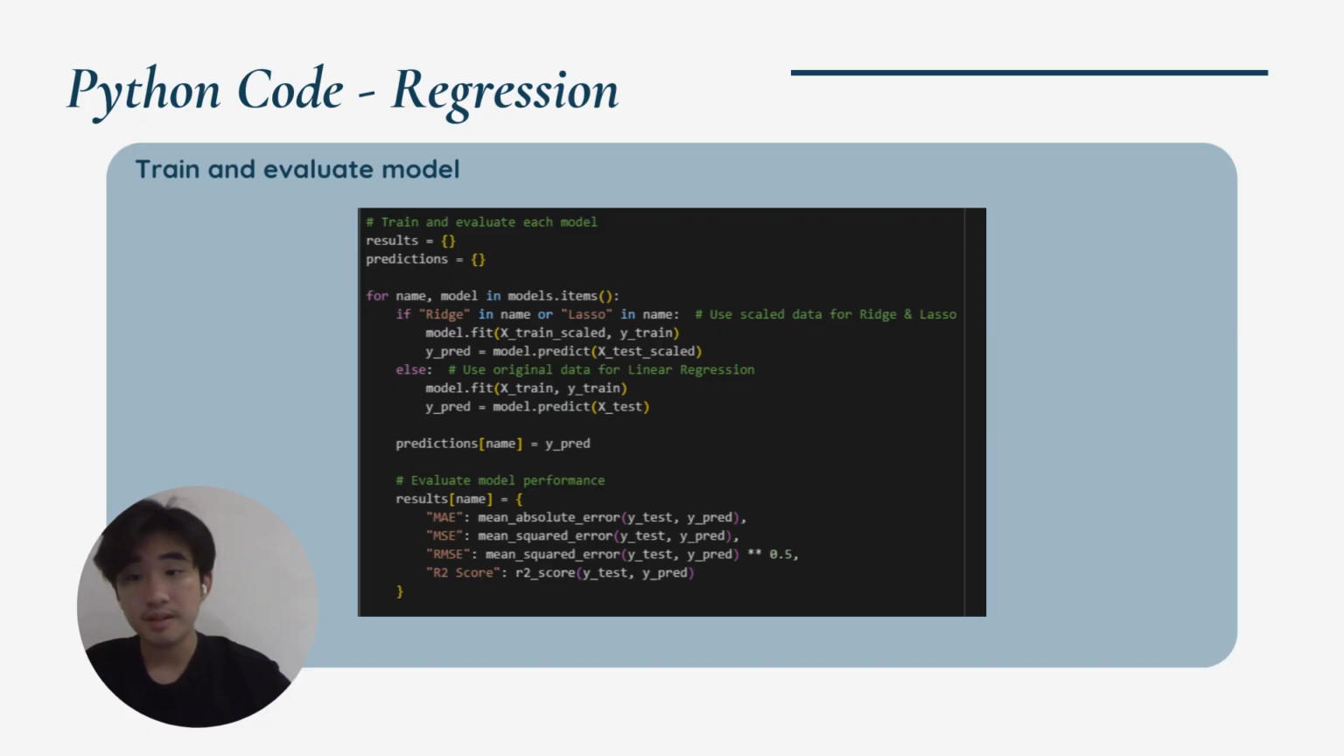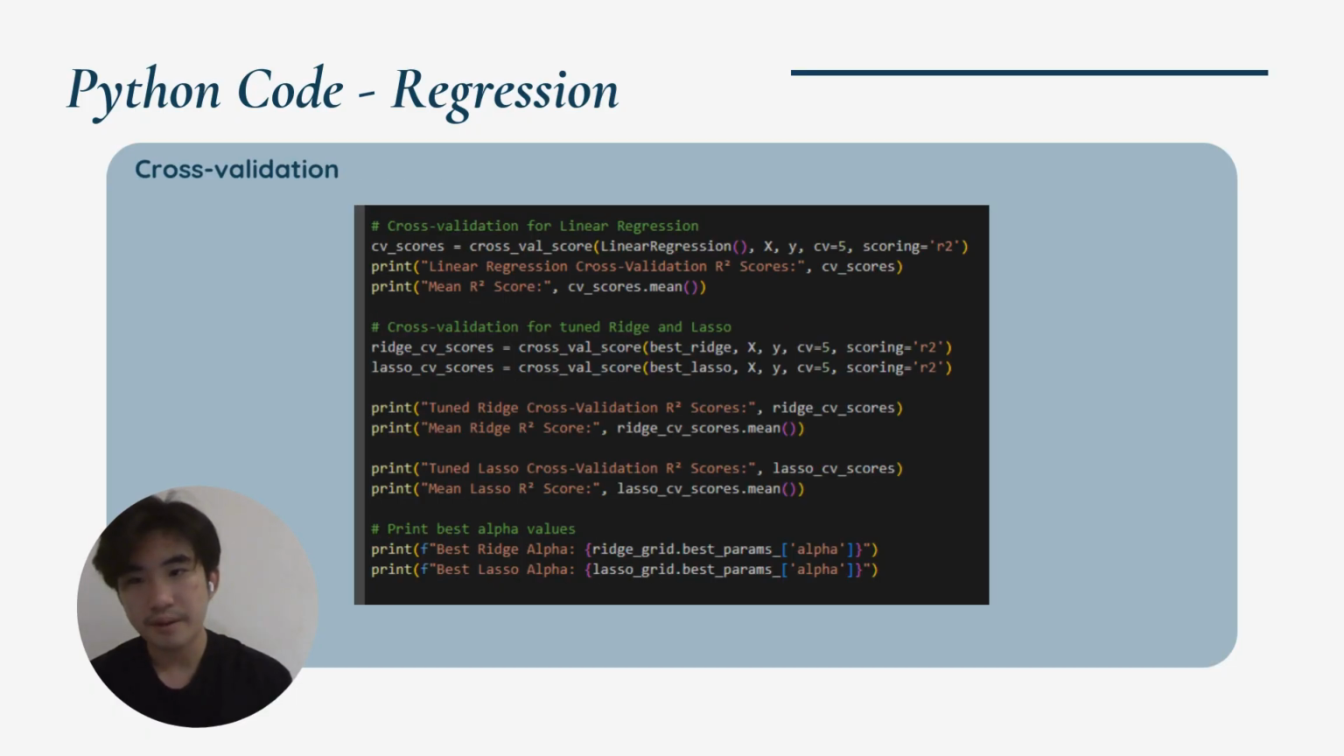This code is basically to train the model, and after training, the predictions will be generated, and the predicted values were stored in the predictions dictionary for further evaluation. The model performance metrics used are MAE, MSE, RMSE, and R squared, which will be compared later on.